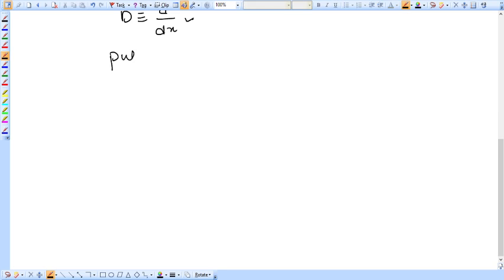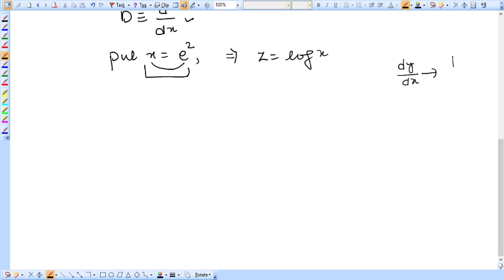Put x equal to e raised to the power z, exponential of z, right? So this implies z is equal to log x, obviously. So now wherever I get x, I will replace it by e^z. I should also replace the derivative like dy over dx, I should change these sorts of derivatives into these sorts of derivatives, because there should be no x in the above equation now.